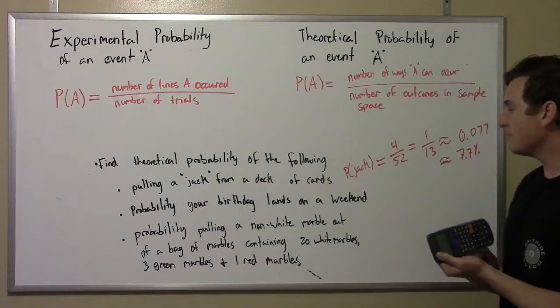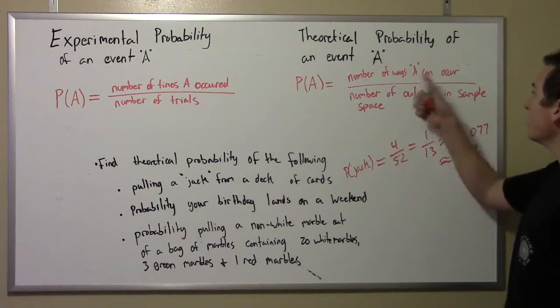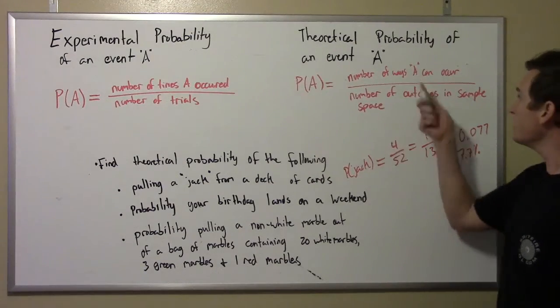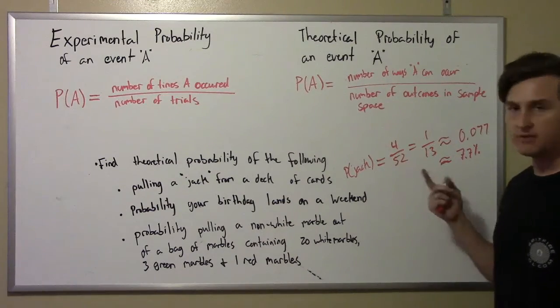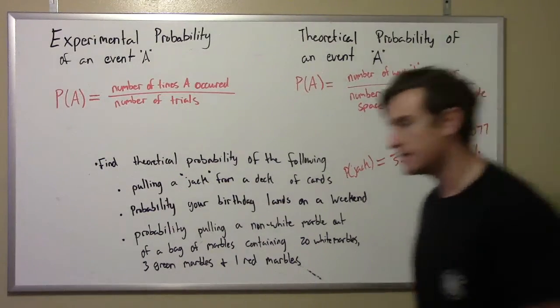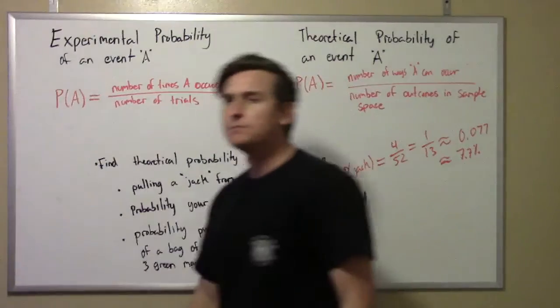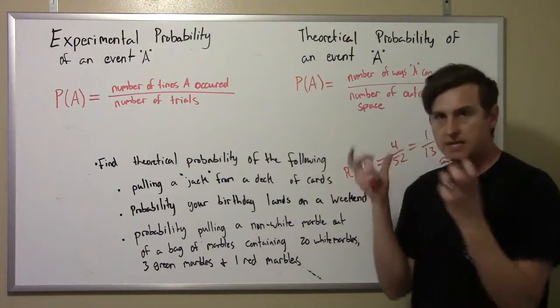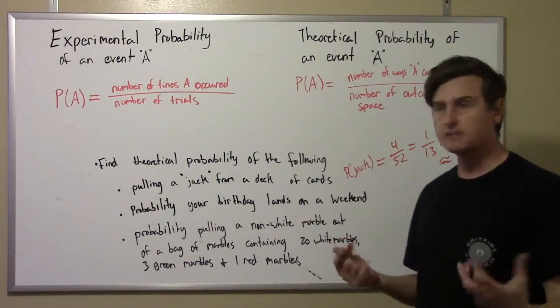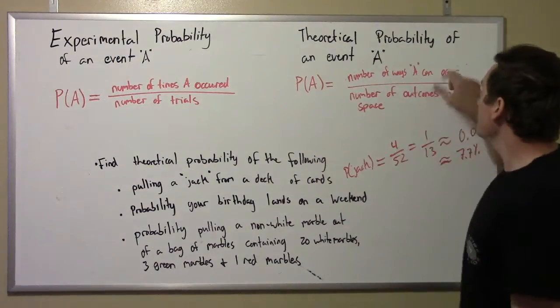Okay, so that's the probability of pulling a jack. It's the number of ways that you can get a jack, or the number of ways that A can occur, out of the number of total outcomes there are, which is 52 in this case. So that might be pretty intuitive for you, but the key here also is to pull out the definitions, because when we talk about things that aren't cards, it might be a little bit harder.